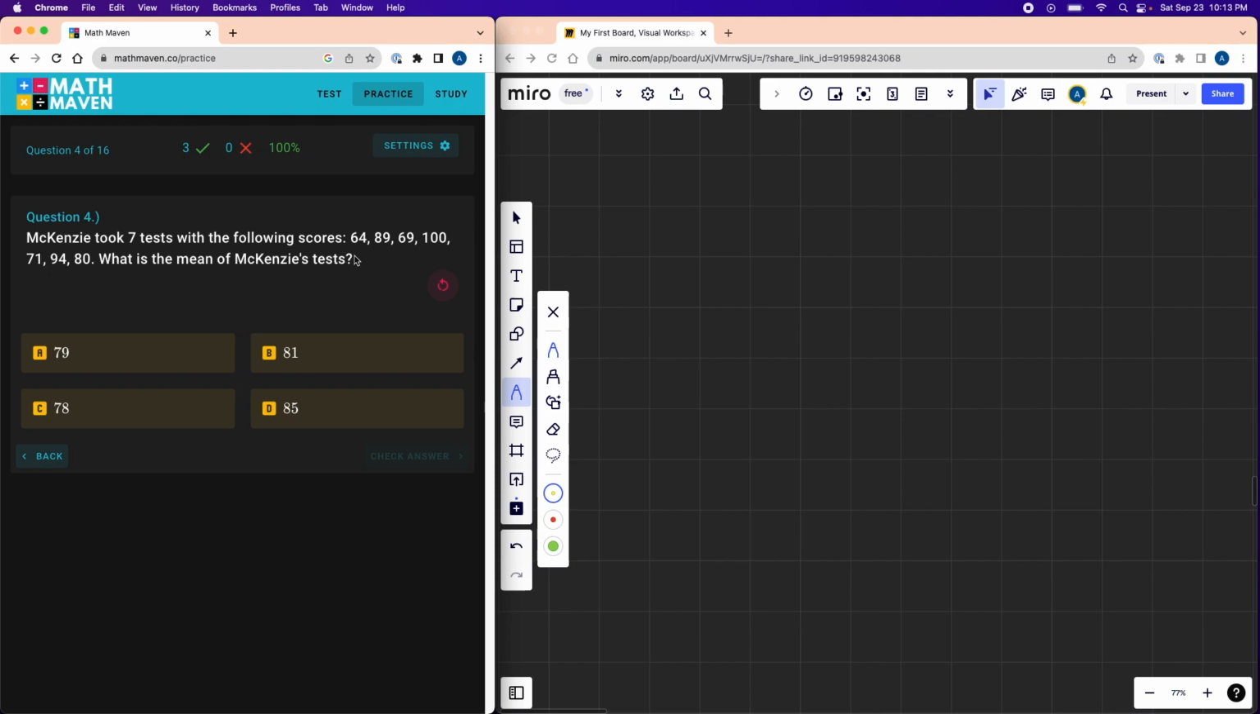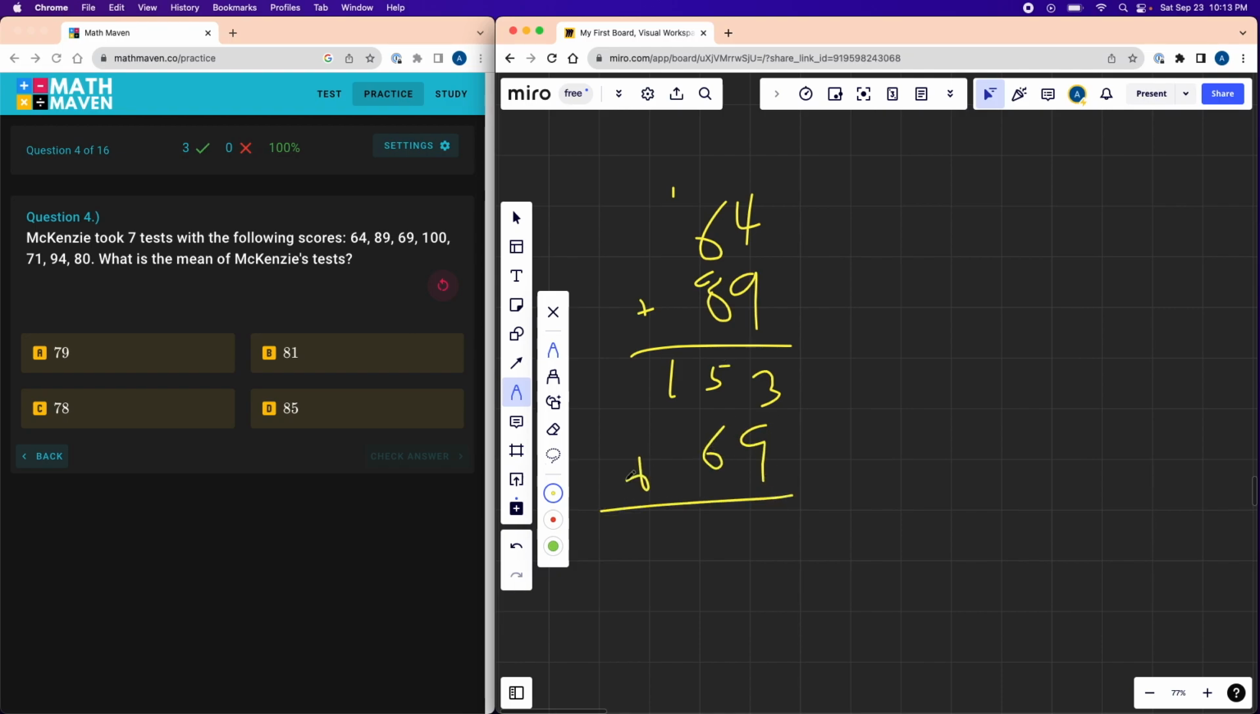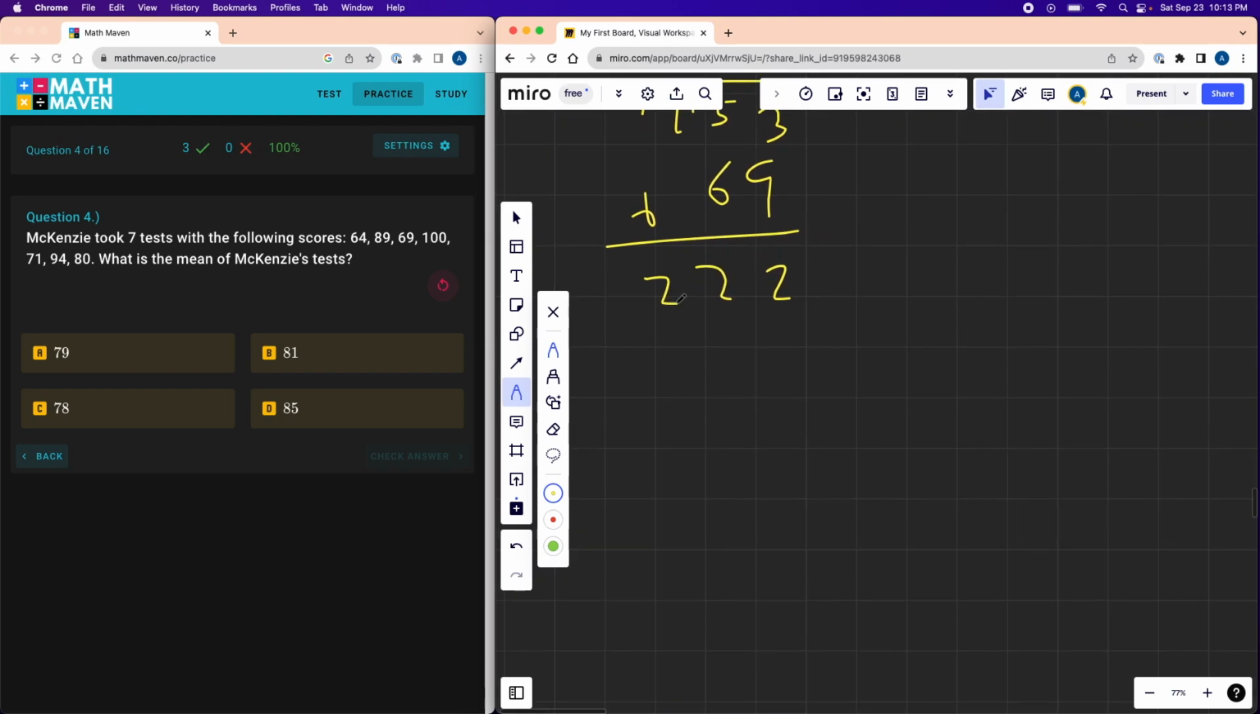We'll say 64 plus 89 plus 89. All right, that's supposed to be 8 there. Let's see, that'll be a 13, that'll be 15, so we're at 153. Let's add 69 in here. All right, that'll be a 2, that'll be a 2, carry the 1, and that's a 2. All right, we're at 222 now. Let's add 100 here. All right, that one's pretty simple. That's just going to be 322.